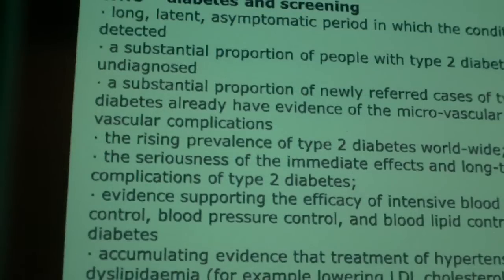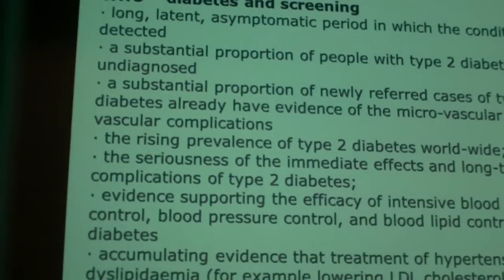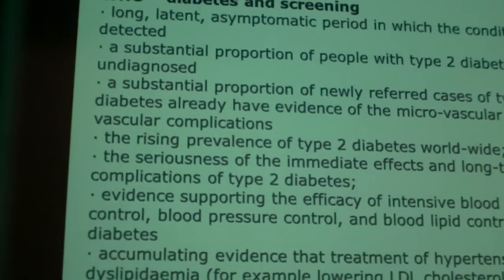And if you then think about diabetes and what the World Health Organization says about diabetes, it mentions a long latent, asymptomatic period in which the condition can be detected. That is present in diabetes, so you can use it in this way for screening. A substantial proportion of people with type 2 diabetes are undiagnosed, so that is also important for screening. A substantial proportion of newly referred cases of type 2 diabetes already have evidence of micro- and macrovascular complications. So again, it should be useful for screening.